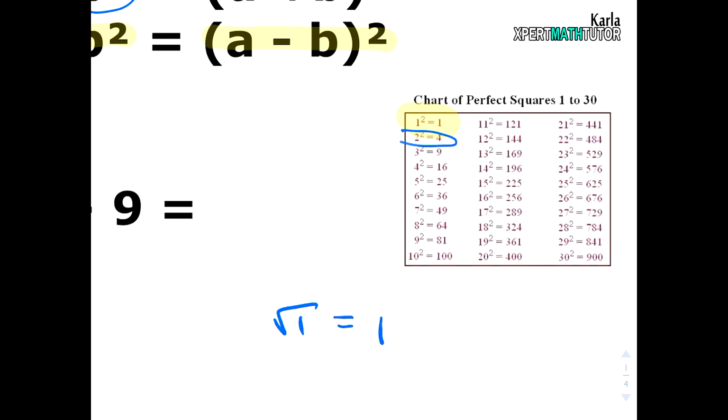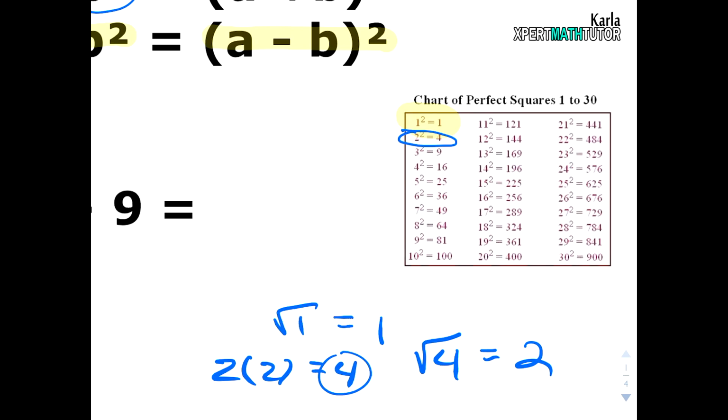Now, if I took 2 and squared it, so 2 times 2, I get 4. That tells me that 4 is a perfect square. And why is it a perfect square? Because we can take the square root of 4, and that equals an integer, 2.